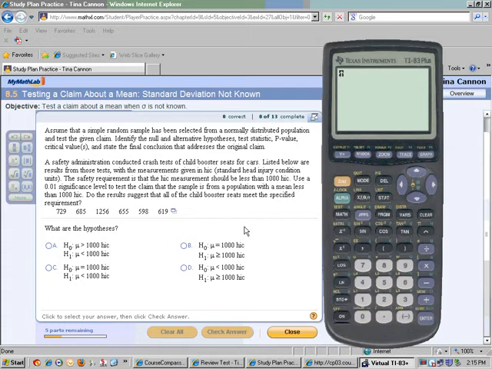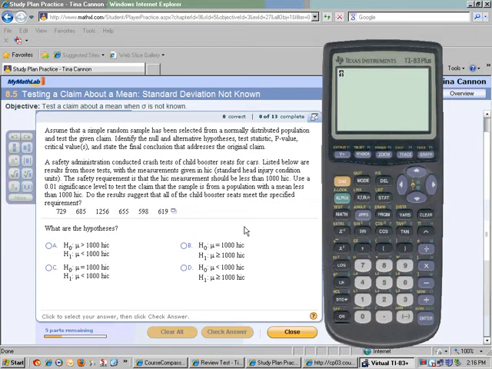In this problem, it says a safety administration conducted crash tests for child booster seats for cars. Listed below are results from those tests with the measurements given in HIC, Standard Head Injury Condition Units. The safety requirement is that the HIC measurement should be less than 1,000. Use a .01 significance level to test the claim that the sample is from a population with a mean less than 1,000. Do the results suggest that all the child booster seats meet the specified requirements?